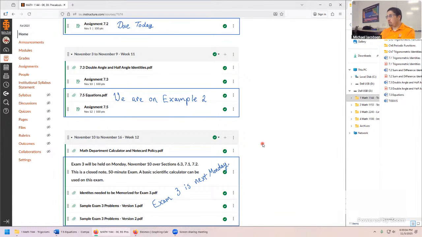So for today's class, we're going to be just working through section 7.5. We may not finish that section. We're never in a rush to finish them. We'll see where we end up on this one.